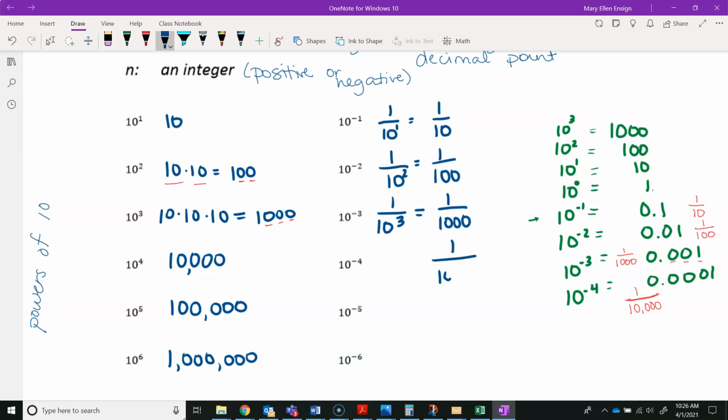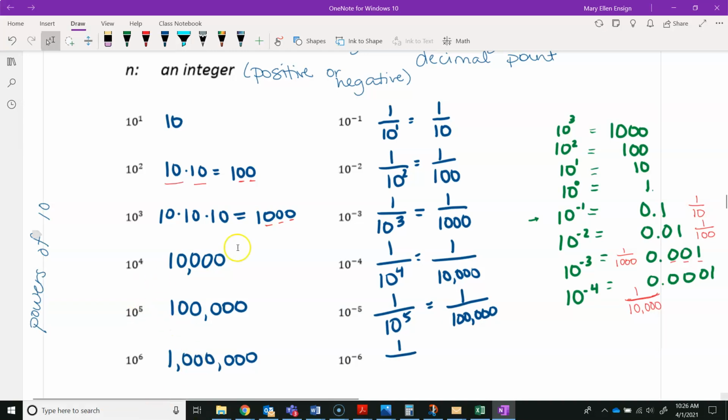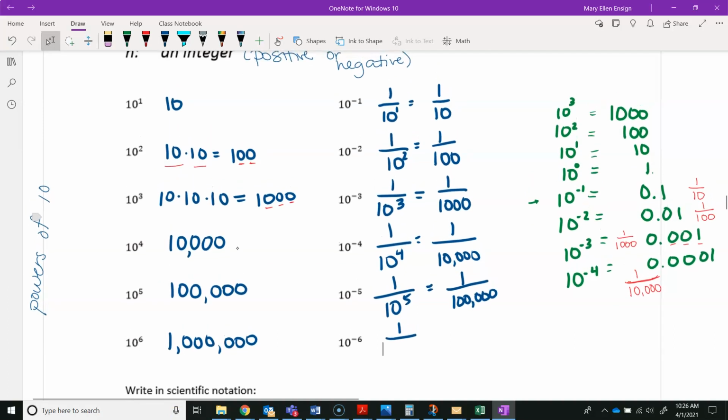So 10 to the negative fourth now is going to be 1 over 10 to the fourth, which is 1/10,000th. This is going to be 1 over 10 to the fifth, which is 1/100,000th. 10 to the negative sixth is 1 over 10 to the sixth, which means 1 millionth. So now imagine I take that same cake, instead of just cutting it in 10 pieces and giving you one, I'm cutting it in 1,000,000 pieces and giving you one. So you get one tiny crumb. So that's obviously much smaller than 1/10.